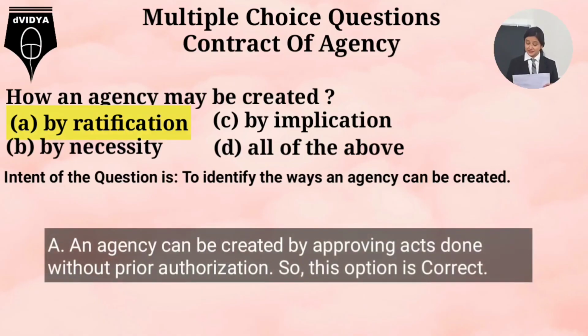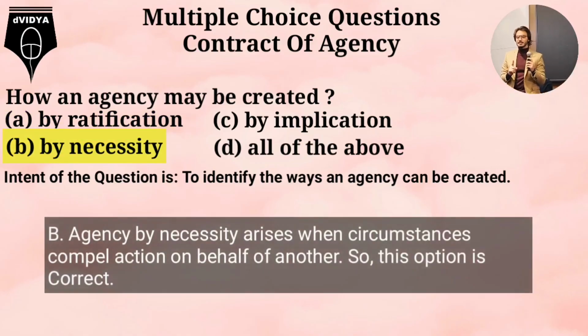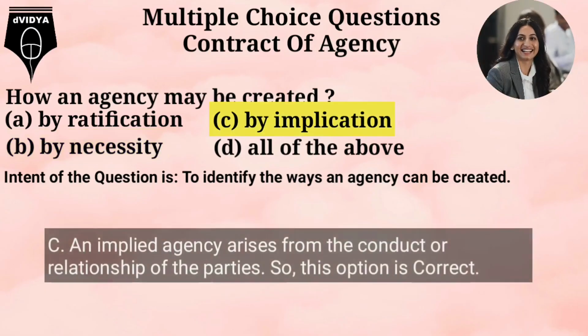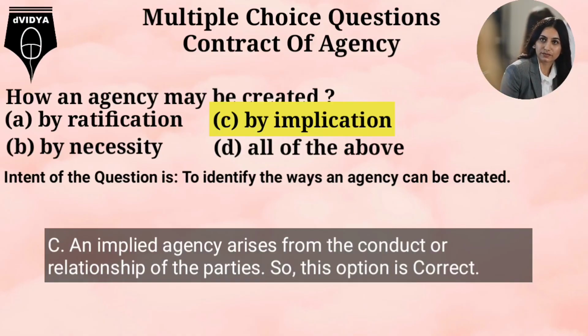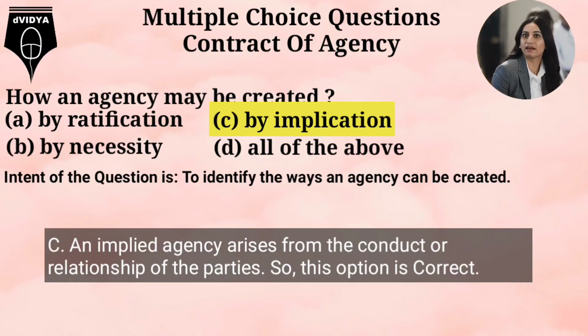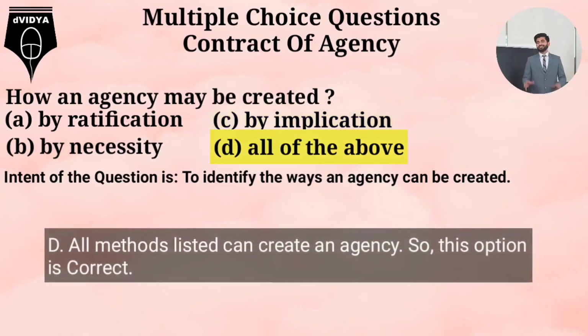Option A. By ratification. An agency can be created by approving acts done without prior authorization. So this option is correct. Option B. By necessity. Agency by necessity arises when circumstances compel action on behalf of another. So this option is correct. Option C. By implication. An implied agency arises from the conduct or relationship of the parties. So, this option is correct. Option D. All of the above. All methods listed can create an agency. So, this option is correct.